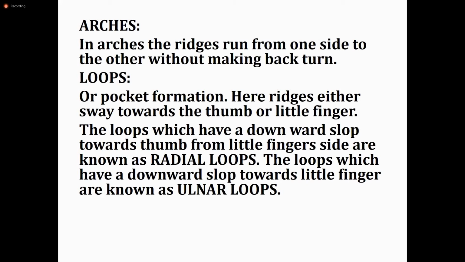In the loop pattern, the ridges either sway towards the thumb or the little finger side. The loops which have a downward slope towards the thumb side, running from the little finger towards the thumb, are known as the radial loops.